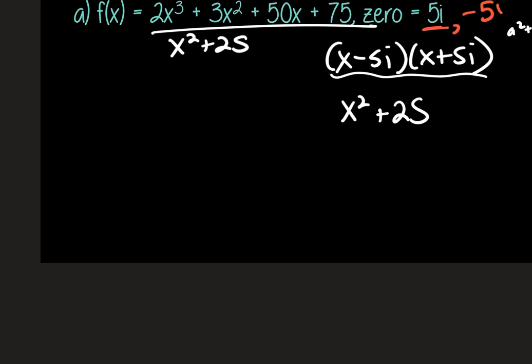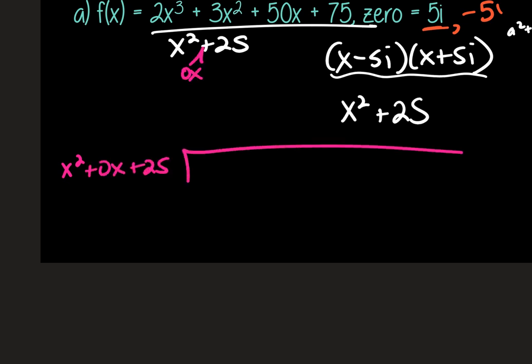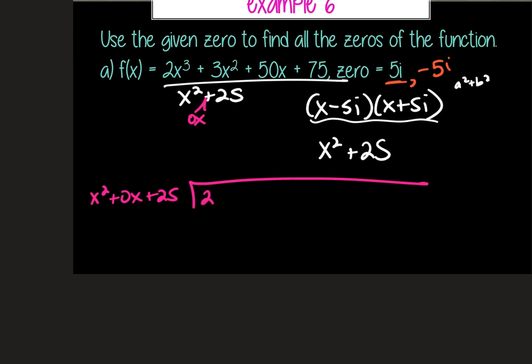So then I'm going to take that x squared. I'm missing my 0x plus 25 and divide it into 2x to the third plus 3x squared plus 50x plus 75. So they won't all be able to be factored by grouping. Yes, because from there you can take out the x squared plus 25. But on your test, it won't be able intentionally.